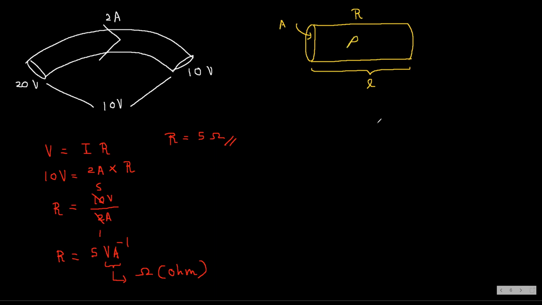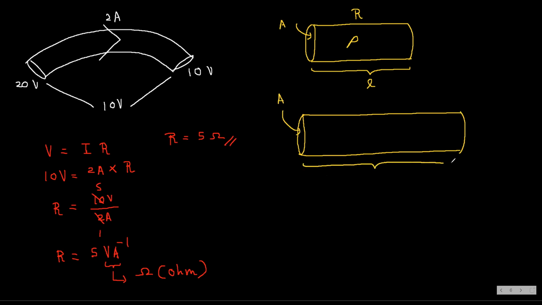Okay. If I take another wire from that material which has the same cross-sectional area, but the length is 2L, what is the resistance of this conductor? Can anyone tell me?